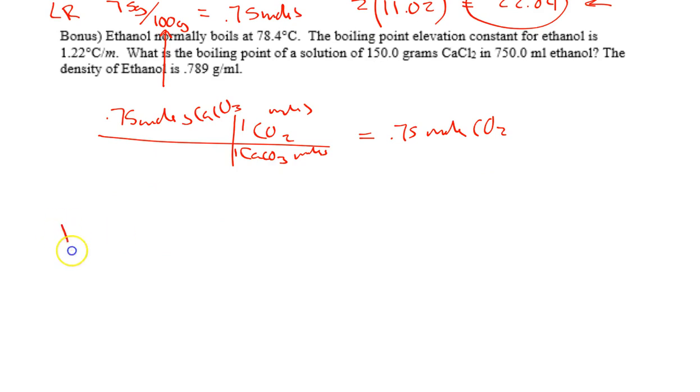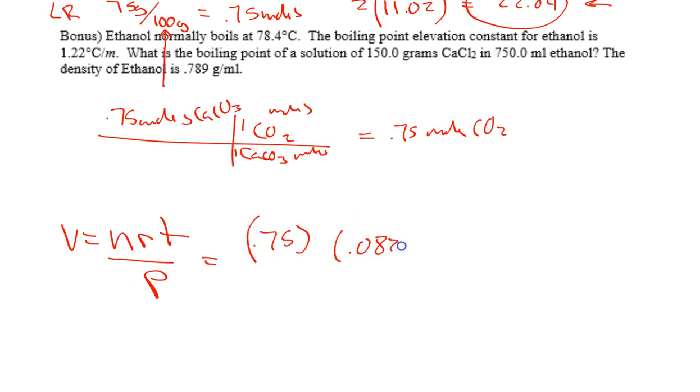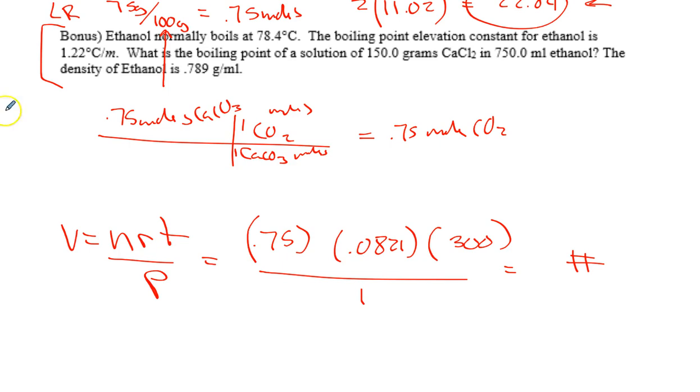All right, so V equals nRT over P. So 0.75 times 0.0821 times my temperature, which was 300, divided by my pressure, which was 1, and you'll get a number. Okay. You can calculate that. Let me get the information for this, and then we'll work through that real fast.